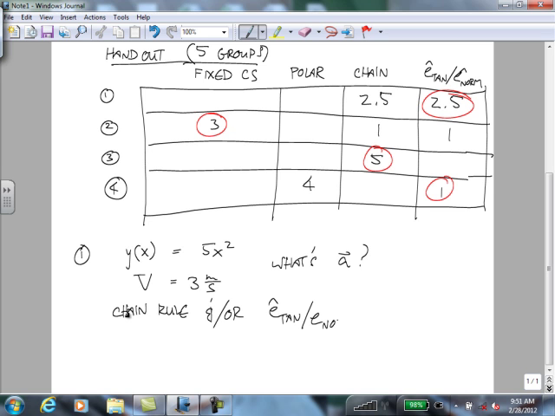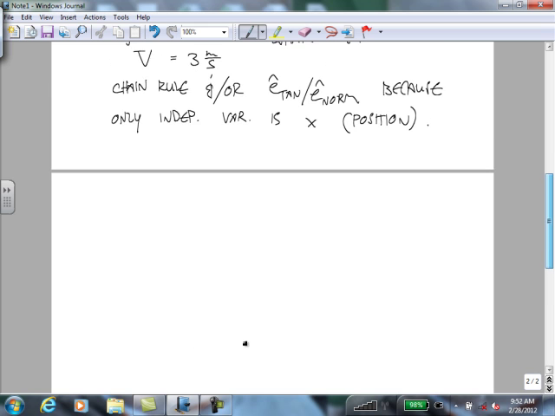So you're going to use the chain rule or tangential normal because the only independent variable you know is a position variable. Okay, so let's think about how we would do this in each way.